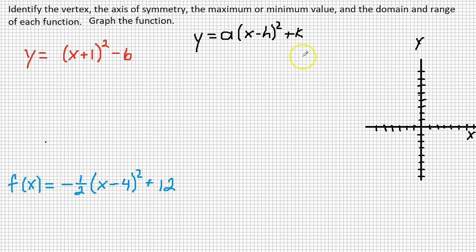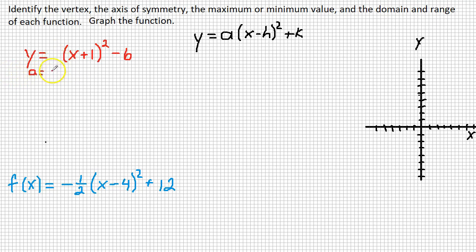H comma k is our vertex. A is related to the slope. It's not the exact slope because these are curves and not straight lines. This is called vertex form. Now, first thing we're going to do is identify the a, the h, and the k.